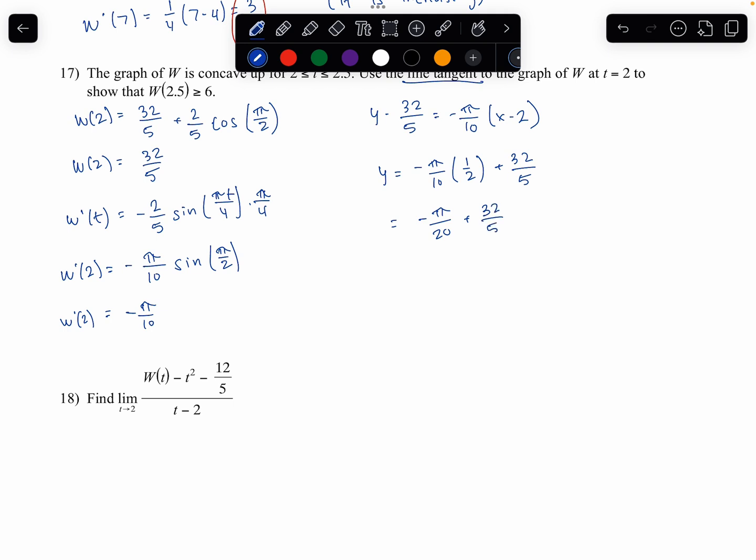Now, 32/5 is like 6.4, I think. My calculator's struggling. 32/5, yeah, it's 6.4. Negative pi over 20 is pretty small, but it's less than 0.4. So if you think about it, this is 6.4, and pi is close enough to 3, so 3 over 20 should be less than a fourth, maybe even a fifth.